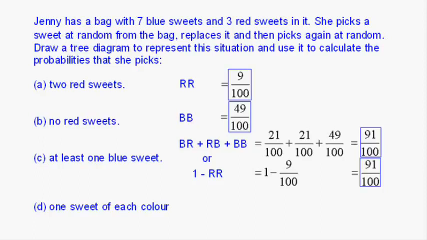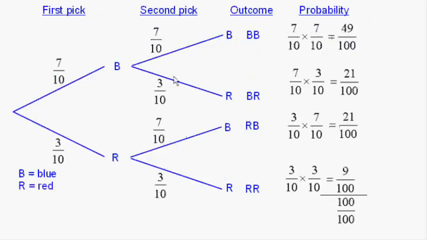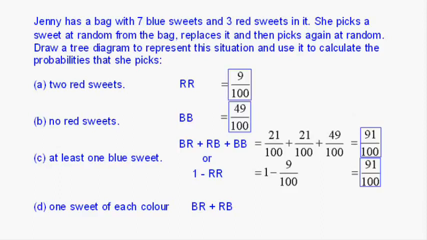Now what about the last one? 1 sweet of each color. Well, that's just the 2 middle branches. First blue, then red, or first red, then blue. So it's this or this, so we add those 2 probabilities together. Blue-red plus red-blue, 21 hundredths plus 21 hundredths, 42 hundredths, which we may choose to simplify to 21 fiftieths.